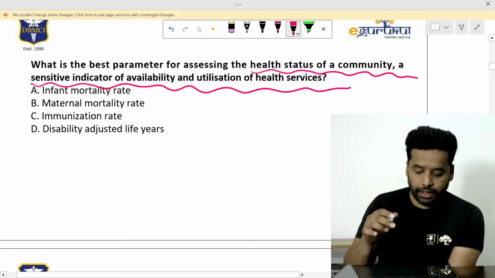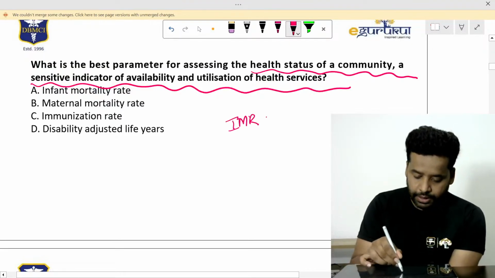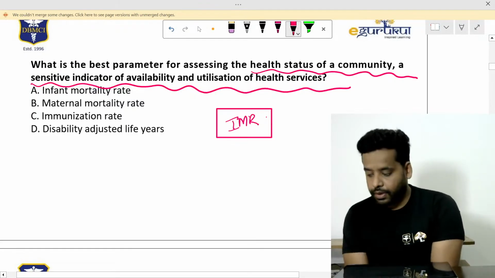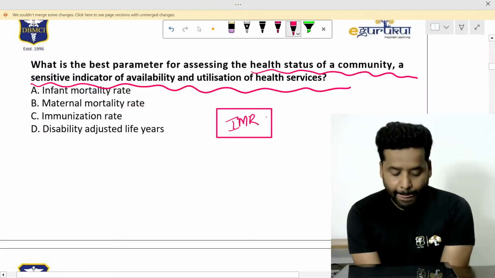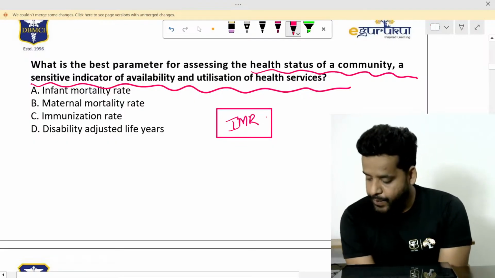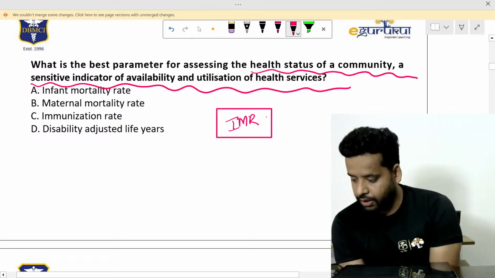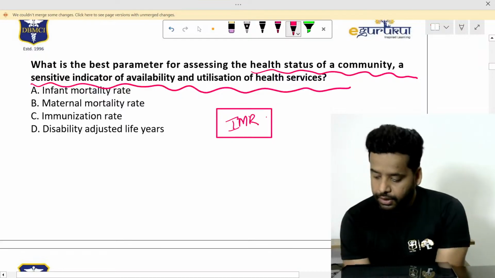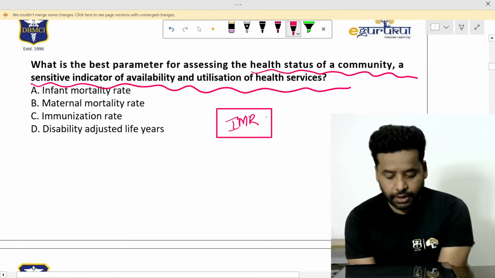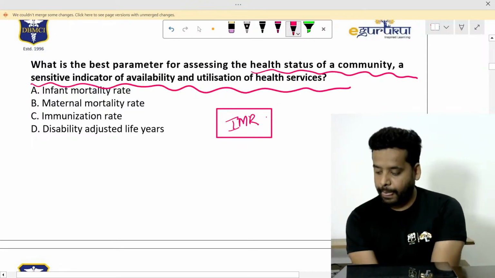So they repeatedly ask this question. Your answer should be infant mortality rate. Don't mark maternal mortality ratio, will be wrong. This is the question which has been repeated in the exam usually. So they're asking this question repeatedly and it is infant mortality rate.